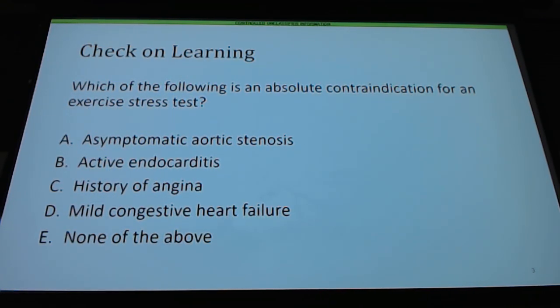All right, our next one. Which of the following is an absolute contraindication for an exercise stress test? Bravo. Okay. Remember we talked about there's very few things that are absolute contraindications. There's some that are relative, but really it comes down to the absolute contraindications to do a stress test are active diseases, so active heart attacks, active endocarditis, and this is the correct answer, which of course we'll talk about what endocarditis is today.